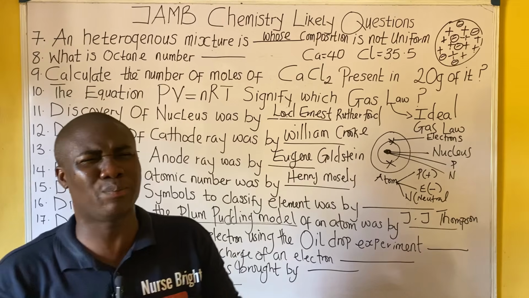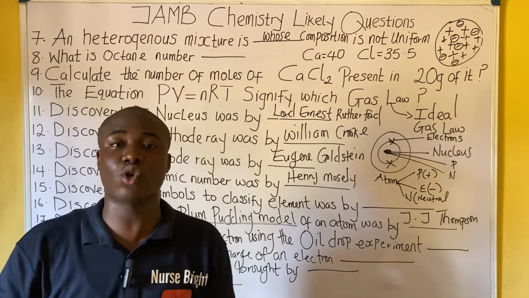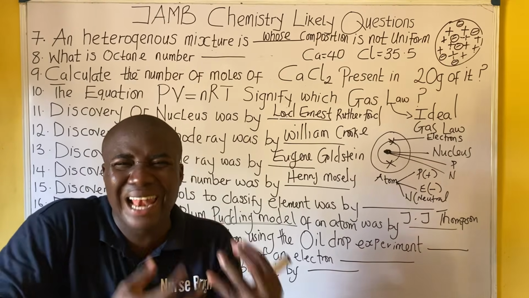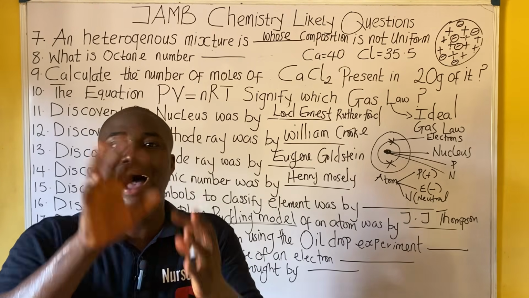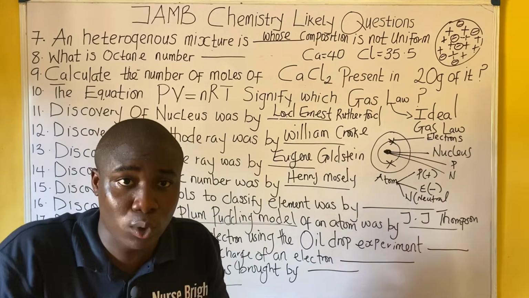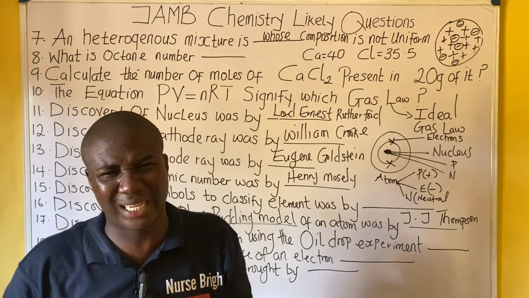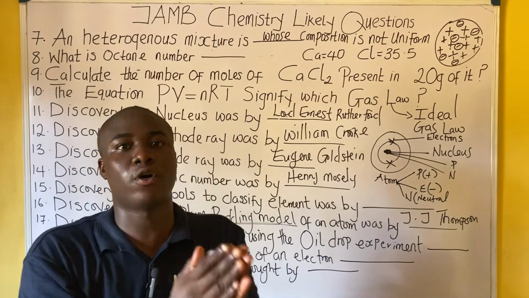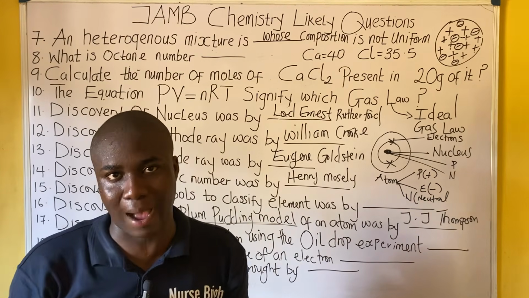Some other scientists brought about their models, like Rutherford. This man also brought about his model, which is the planetary model of an atom. Rutherford still tried to describe an atom, but I'm not talking about it in full. I'm just telling you what you should know for the sake of the JAMB exam.